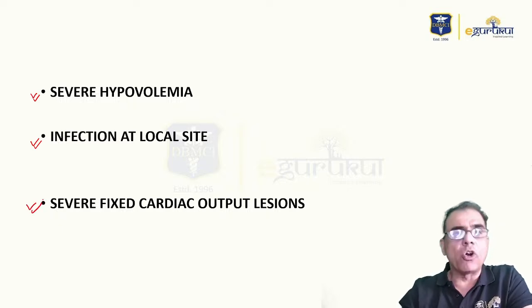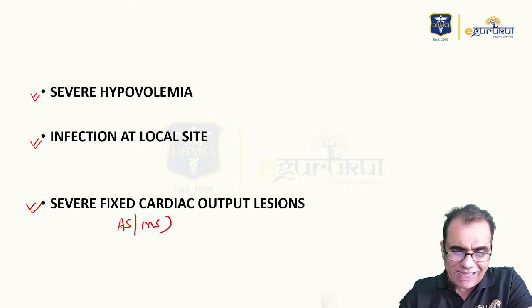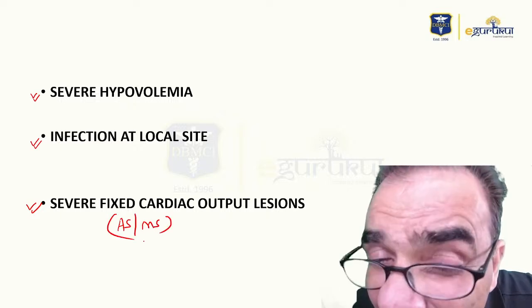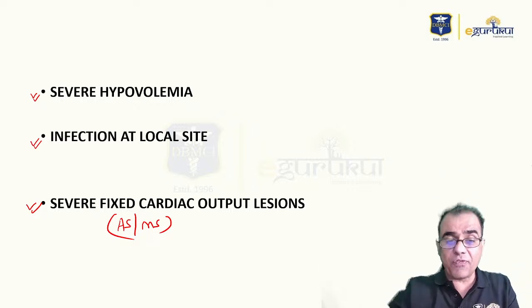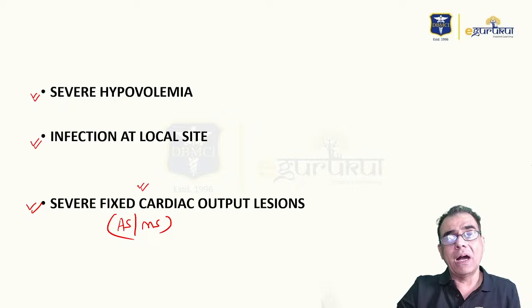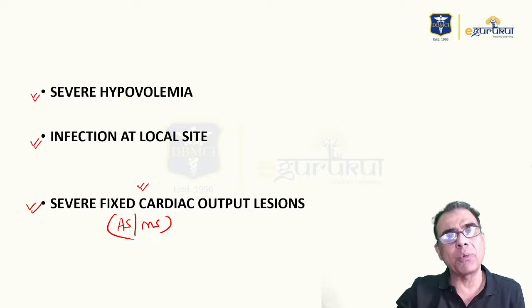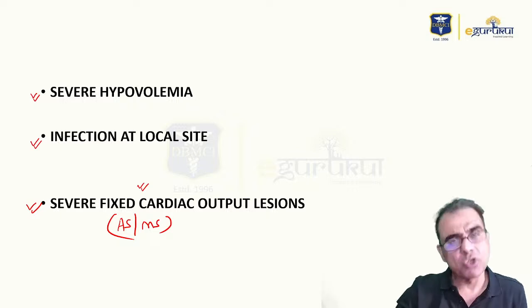Severe fixed cardiac output lesions. Fixed cardiac output lesions means aortic stenosis or mitral stenosis. Why can't we give spinal in these patients? When we say fixed cardiac output, the patient cannot increase their cardiac output. And if a patient cannot increase his or her cardiac output, how will you treat the hypotension? They will go into persistent hypotension. So we shouldn't give spinal.